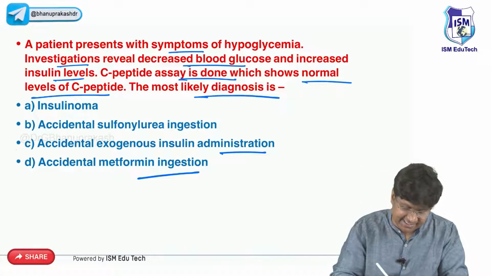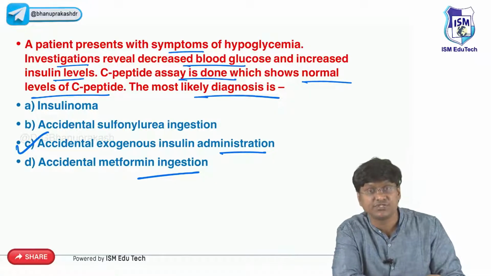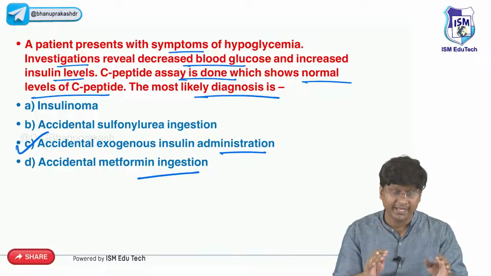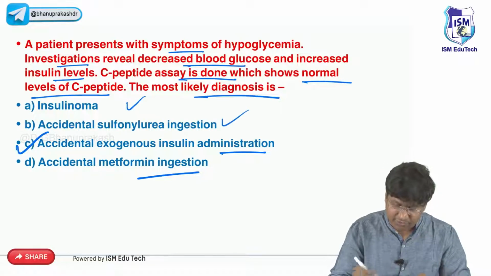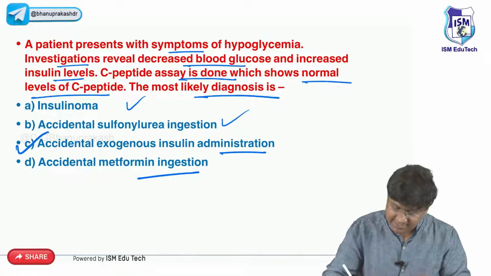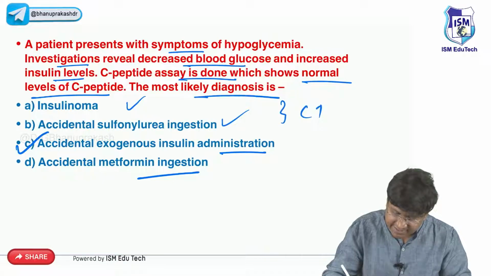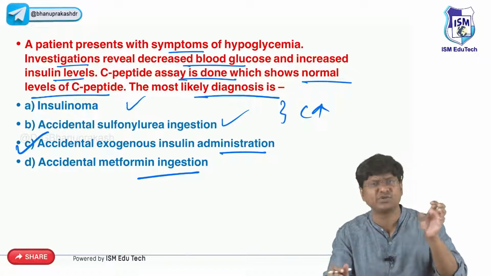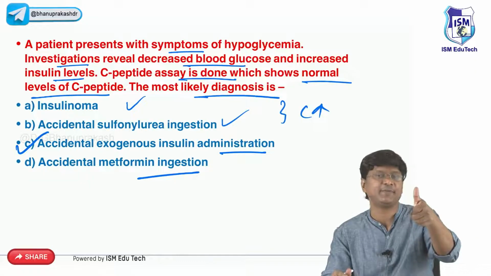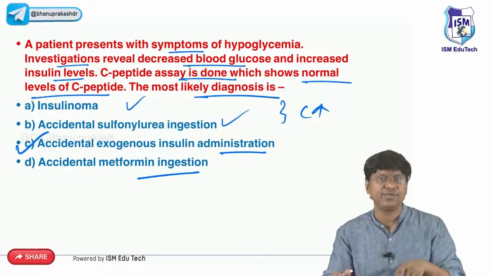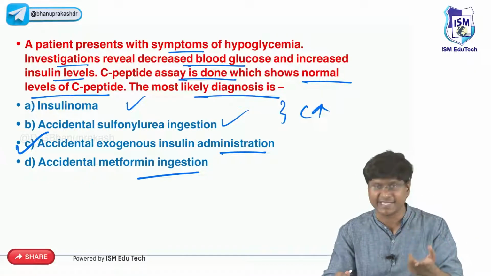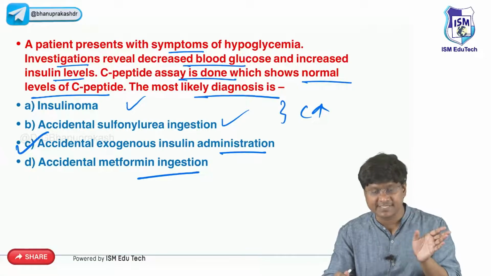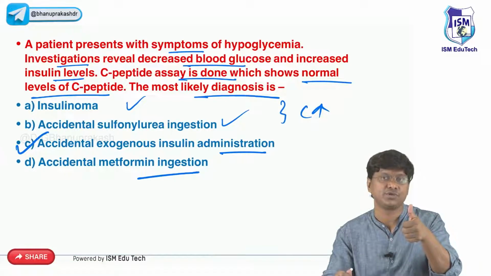So what exactly is the answer here? That is accidental exogenous insulin administration. Why not insulinoma, or why not sulfonylurea ingestion? Because the C-peptide levels in both of these conditions increase. In insulinoma, insulin is produced, and along with insulin, C-peptide is also increased. Sulfonylurea, what do they do? They are insulin secretagogues. With sulfonylureas, along with insulin, the C-peptide levels are also elevated.